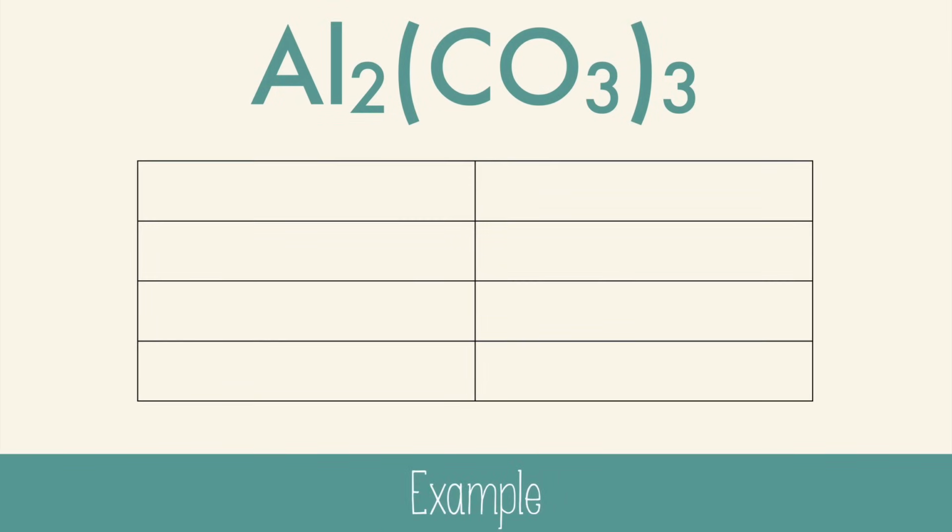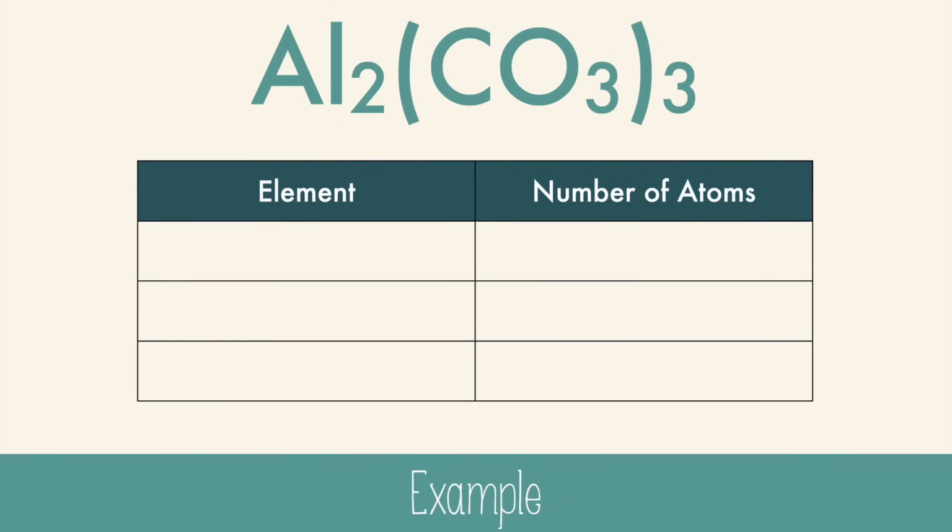So, to total all of the atoms of elements here, there are 2 aluminum atoms, 3 carbon atoms, because the 3 after the parentheses is the multiplier, and 9 oxygen atoms, because 3 times 3 is 9.